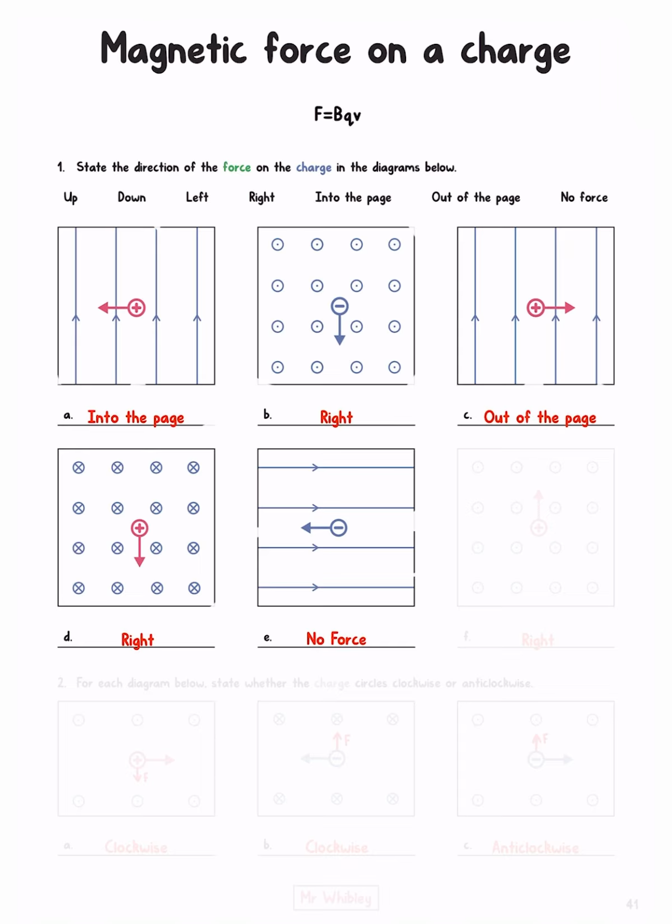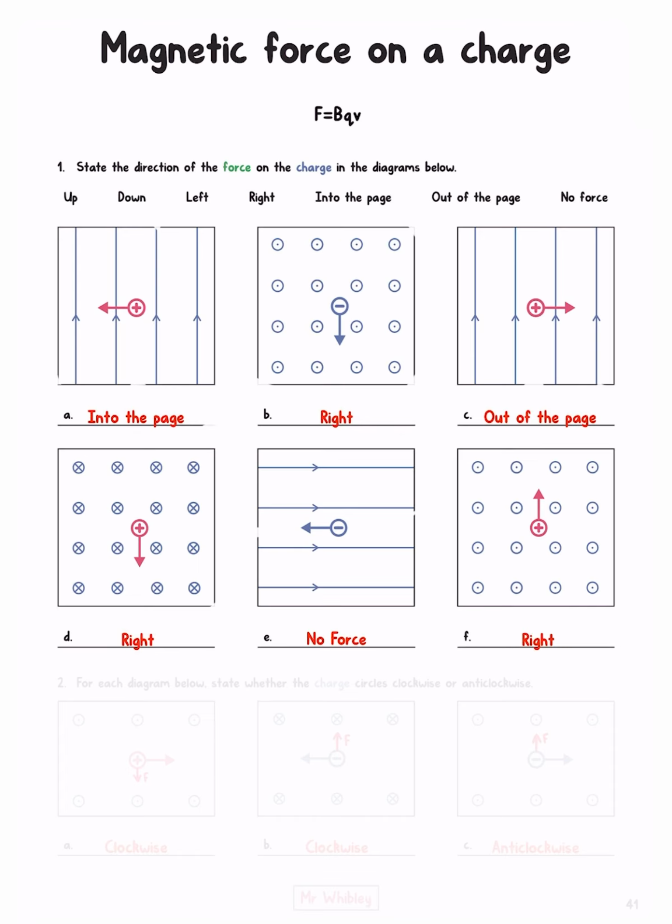In our last example, we have a positive charge moving upwards and a magnetic field pointing out of the page. Pointing our thumb upwards and our fingers out of the page, our palm faces towards the right, which is the direction of our magnetic force.